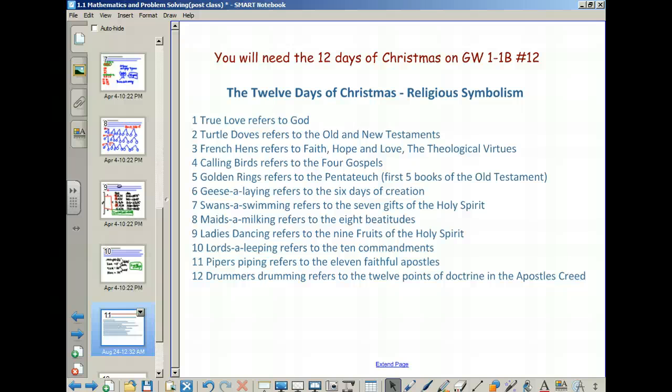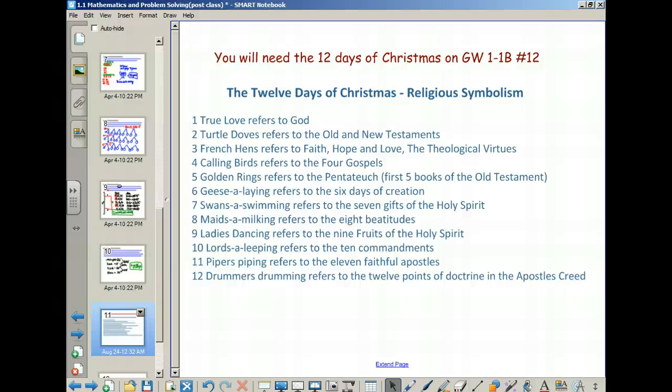So the true love refers to God. The turtle doves are the Old and New Testament. French hens are faith, hope, and love, theological virtues. We have the calling birds for the 4 Gospels. The golden rings are the Pentateuch, which is the first 5 books of the Old Testament. The geese a laying is the 6 days of creation. Swans a swimming is the 7 gifts of the Holy Spirit. 8 maids a milking is the 8 beatitudes. 9 ladies dancing is the 9 fruits of the Holy Spirit. 10 lords a leaping is the 10 commandments. 11 pipers piping is 11 faithful apostles. And then 12 drummers drumming is the 12 points of the doctrinal apostles' creed.